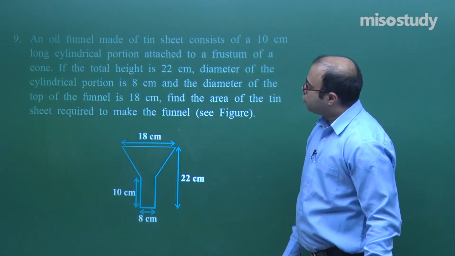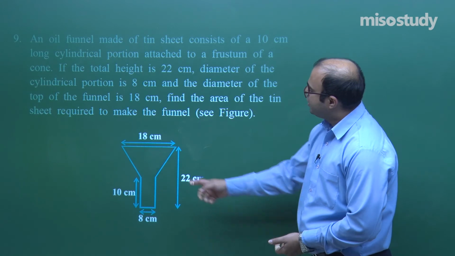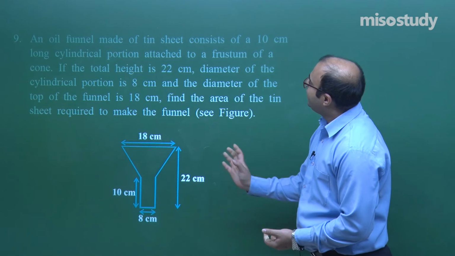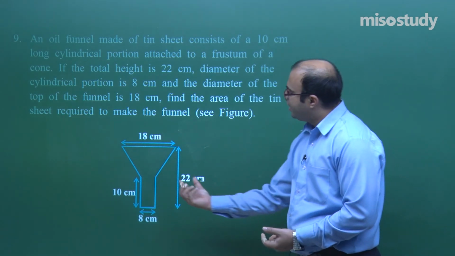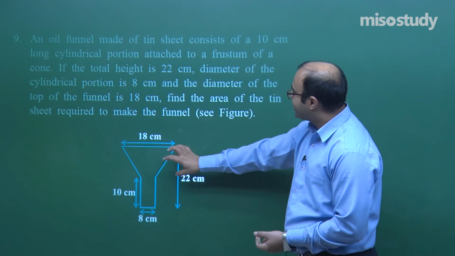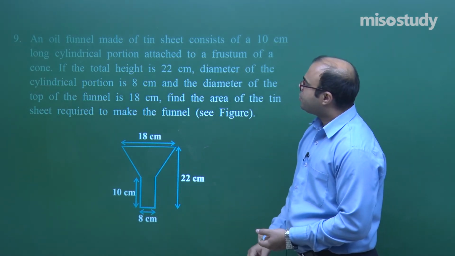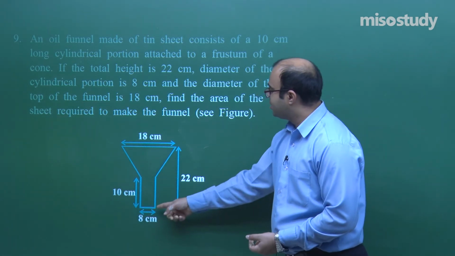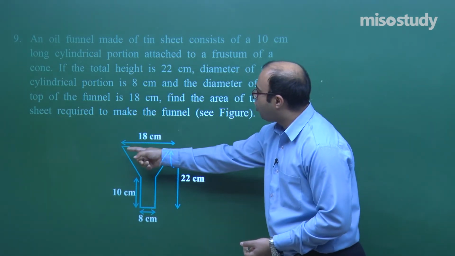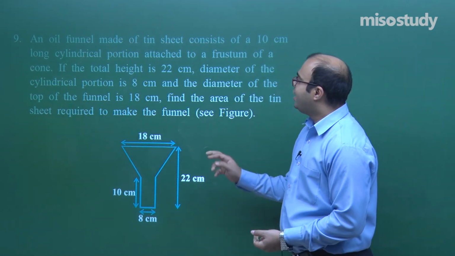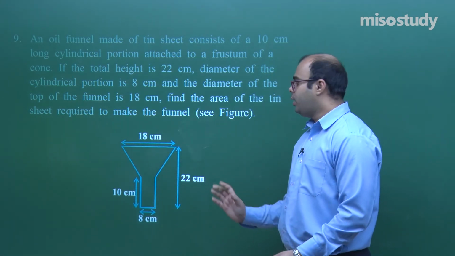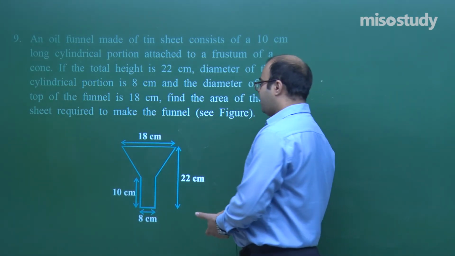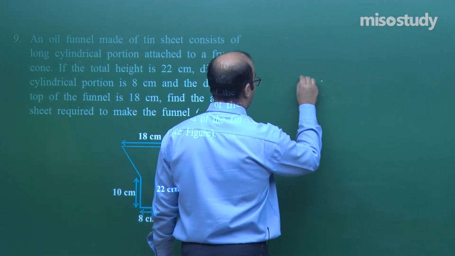Now this is also a 6 mark question. It says an oil funnel, this is the oil funnel, this is open from the top and bottom, then only oil can flow, made of tin sheet, consists of a 10 centimeter long cylindrical portion attached to a frustum of a cone. If the total height is 22 centimeter, diameter of the cylindrical portion, this is 8 centimeter and diameter of the top of the funnel is 18 centimeter. Find the area of the sheet required to make the funnel. So what do we need? We need the curved surface area of this frustum plus curved surface area of this cylinder, that is the funnel. So let us find the area needed.